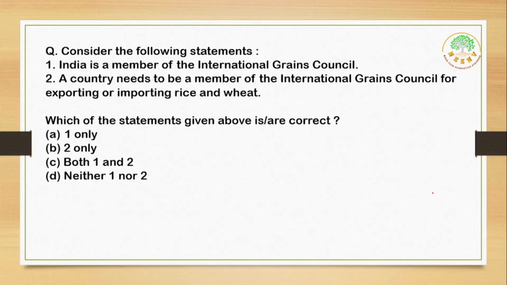Let's discuss the next question. Consider the following statements. India is a member of the International Grains Council. A country needs to be a member of the International Grains Council for exporting or importing rice and wheat. Which of the statements given above are correct?